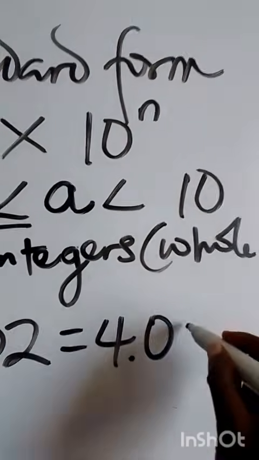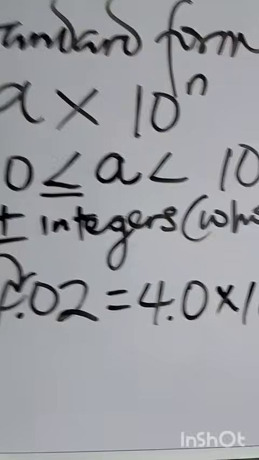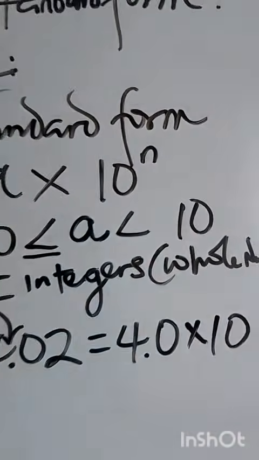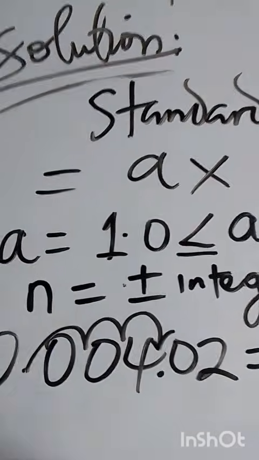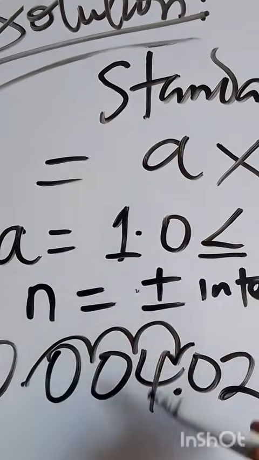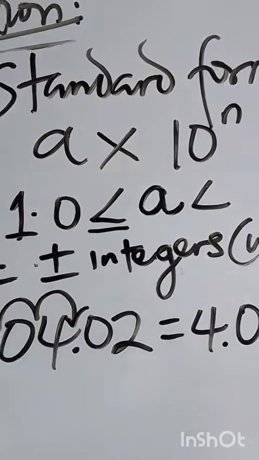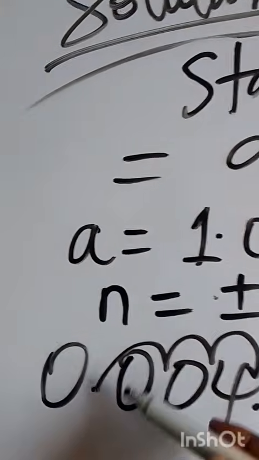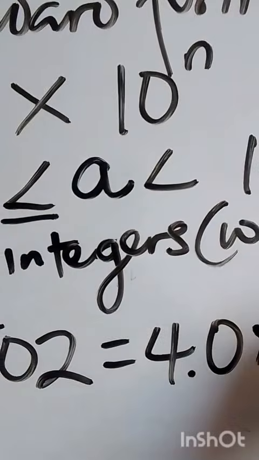Now we are going to obey the second law, times 10 raised to power n. Will it be positive or negative? What will make it positive? If the decimal point moves to the right, it will be negative. If the decimal point moves to the left, it will be positive. Because you can see the number is increasing. So that's why it has to be minus.